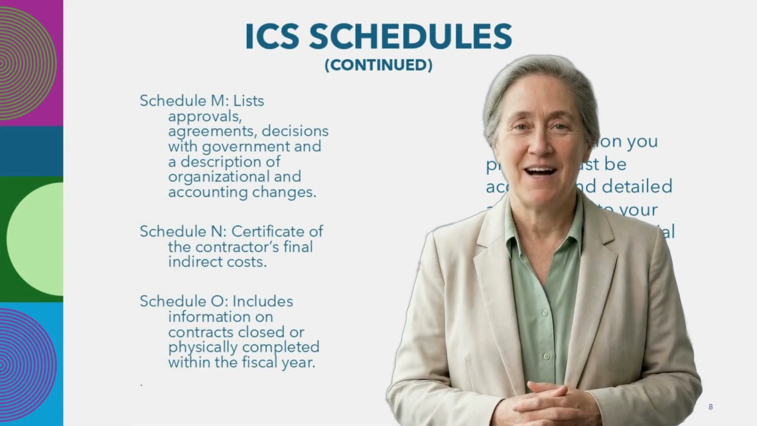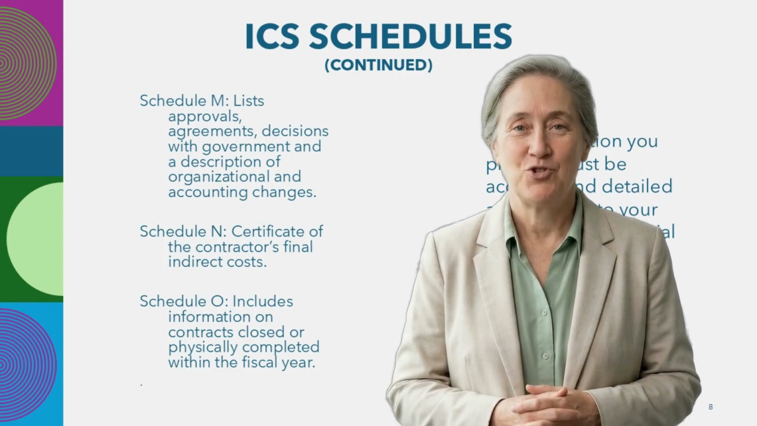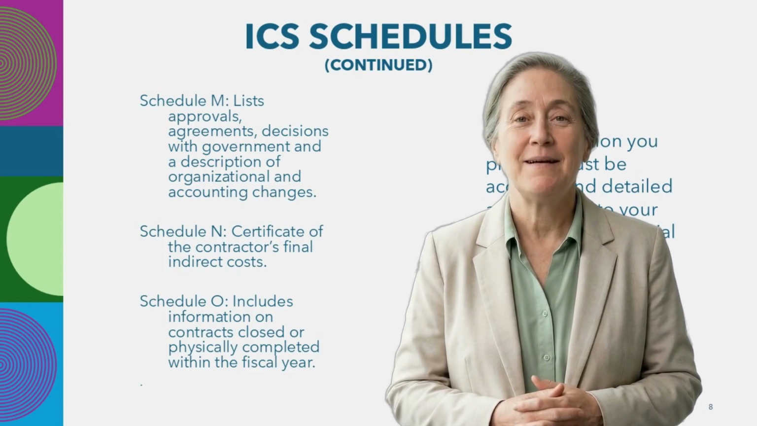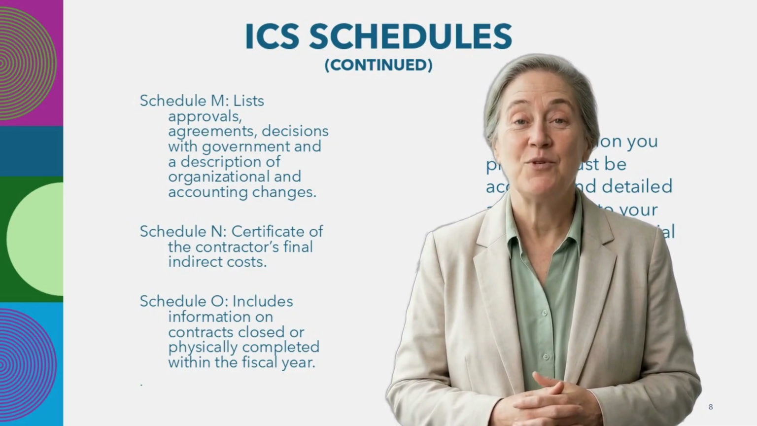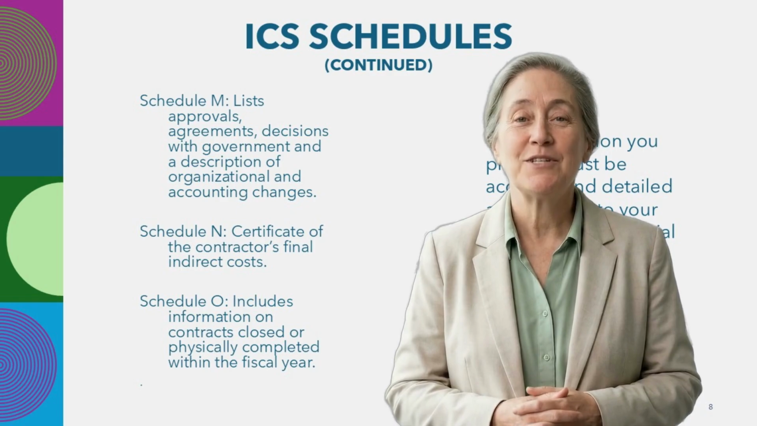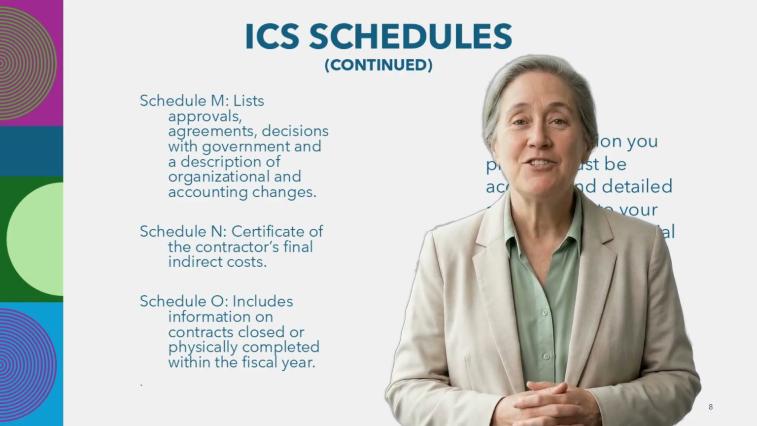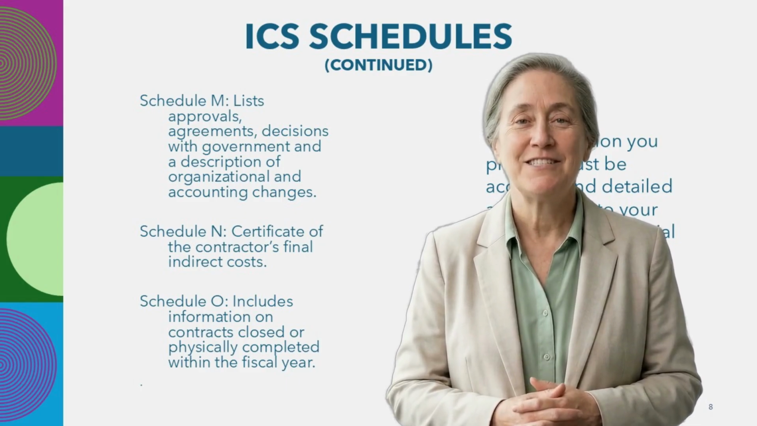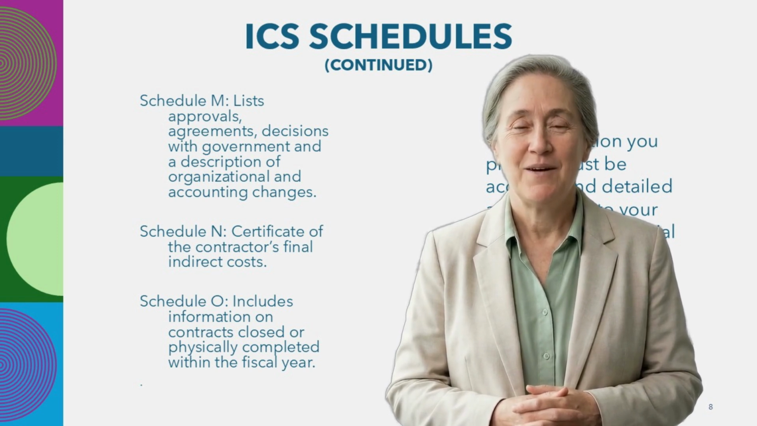We have covered a lot thus far. Take a deep breath. We are almost done, and the majority of the work has been completed. Wrapping up the schedules, Schedule M lists any approvals, agreements, or decisions with the government, plus descriptions of organizational or accounting changes. Schedule N is the certificate of your final indirect costs, essentially your sign-off on accuracy. And Schedule O covers contracts that were closed or physically completed during the fiscal year.